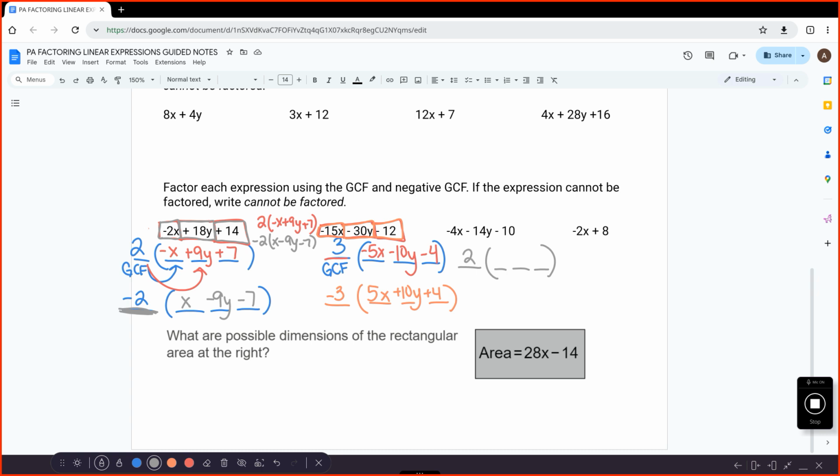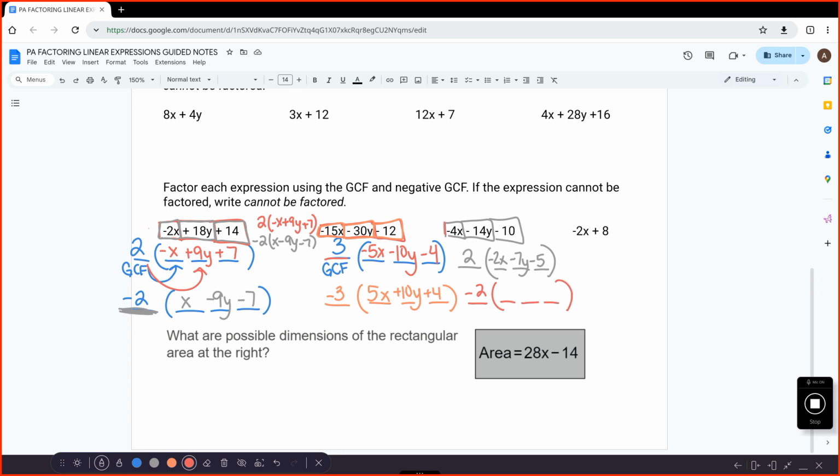So now we're going to do negative 4x divided by 2 is negative 2x. Negative 14y divided by 2 gets you negative 7y. Negative 10 divided by 2 gets you negative 5. We're going to do the same thing with our negative GCF, which would be negative 2.